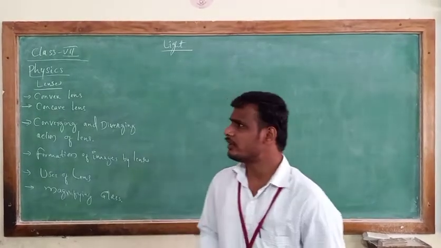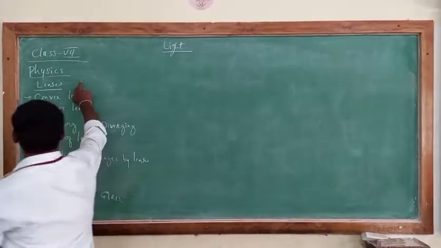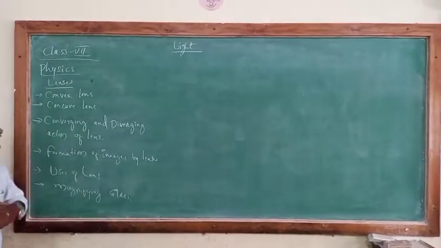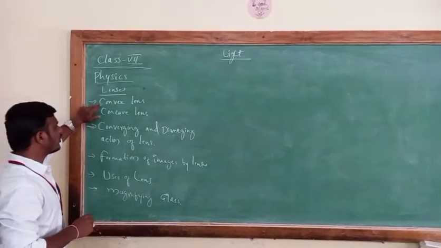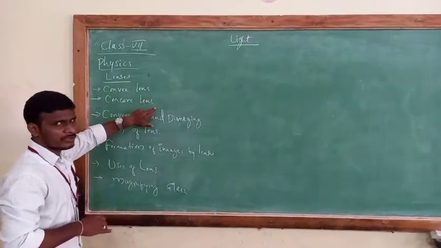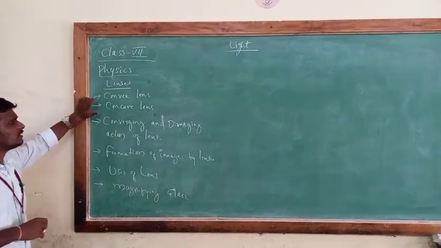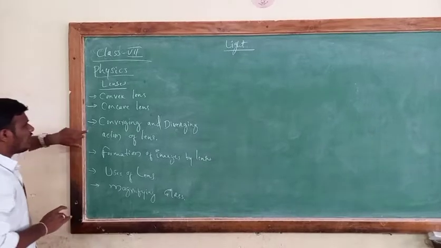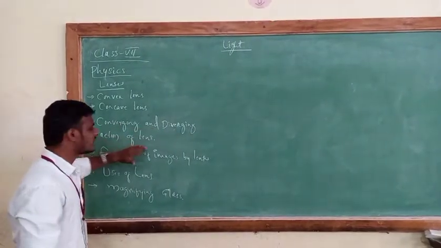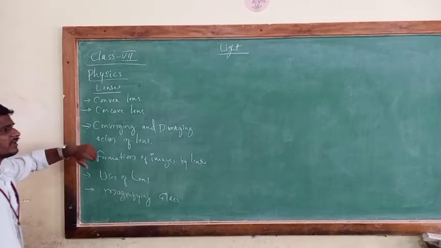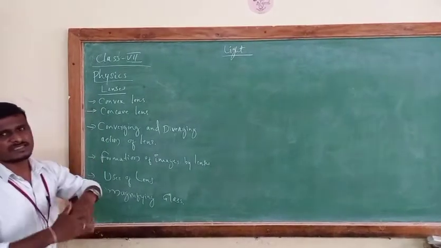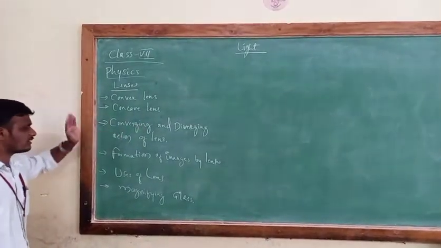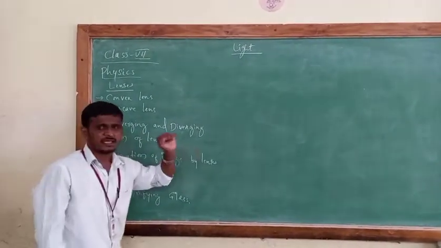Now in this class we are going to discuss lenses. In lenses we are going to learn about the convex lens and the concave lens. After that, the converging and diverging action of lenses, whether the convex lens converges or the concave lens converges, we are going to discuss here. After that, the formation of images by lenses.